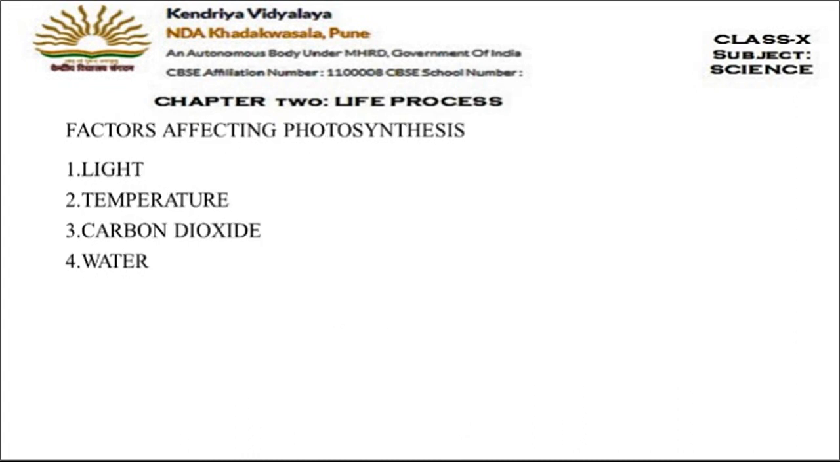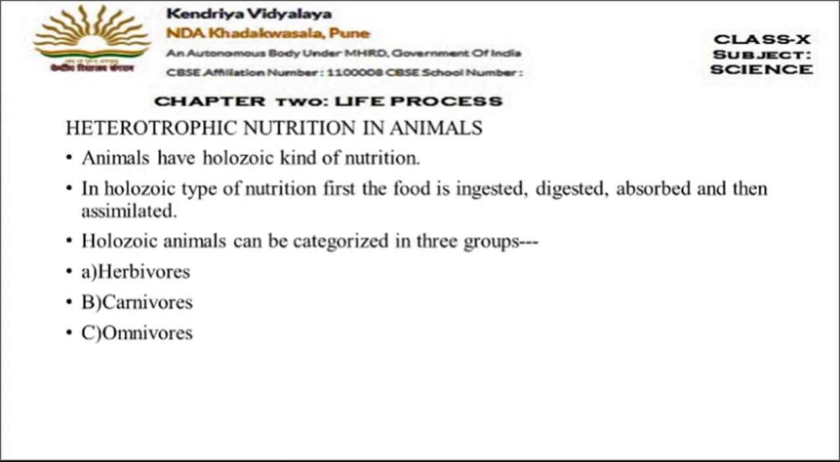Factors affecting photosynthesis. Now, there are four factors which can affect the rate of photosynthesis. First one is light, that is sunlight, then temperature, carbon dioxide, and water. So their amount, if fluctuated, can affect the rate of the photosynthesis. Now let's move on to the next one.